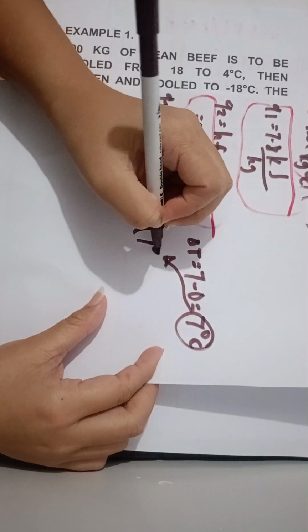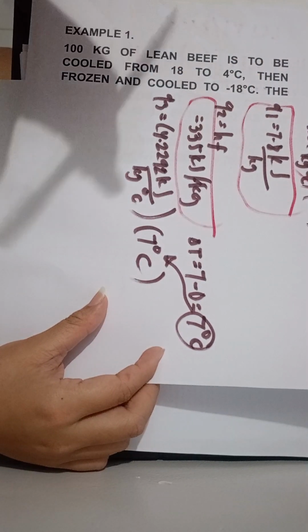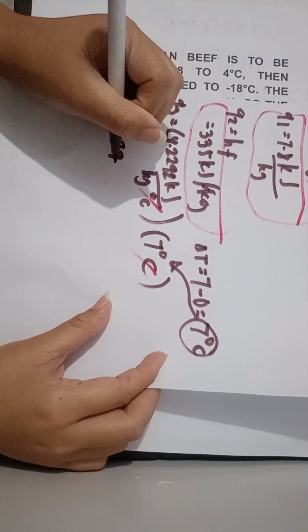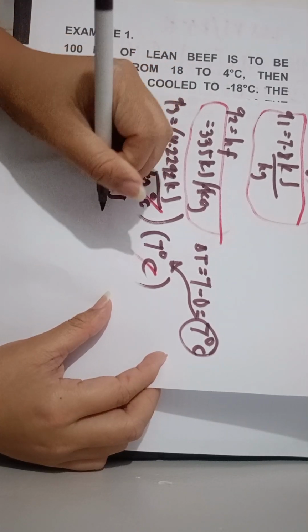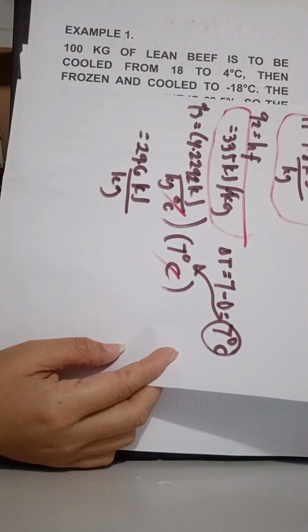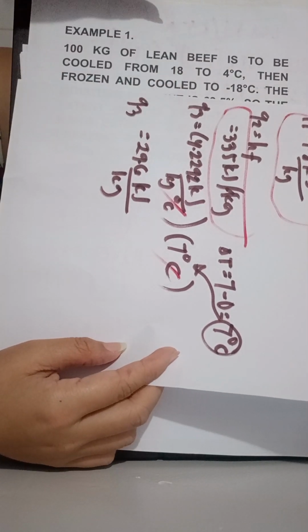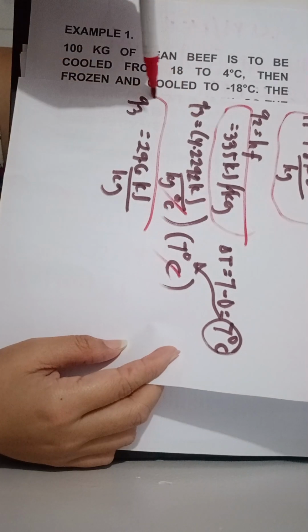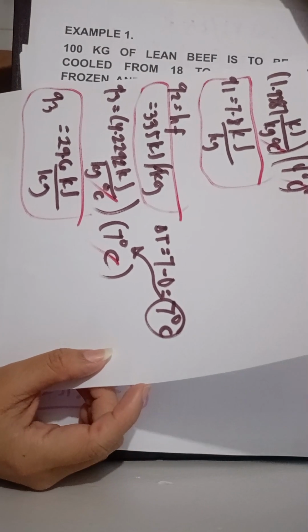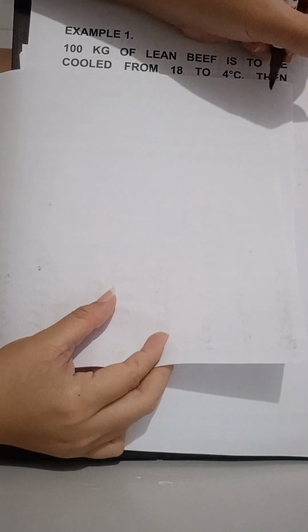So, 7 degrees Celsius. And then, cancel mo na lang ulit siya. Magiging answer natin for this is 29.6 kilojoule per kilogram. Yeah. This is our answer for Q2. And then, for heat removed from vegetable, gamitin natin yung kanina, yung Q.